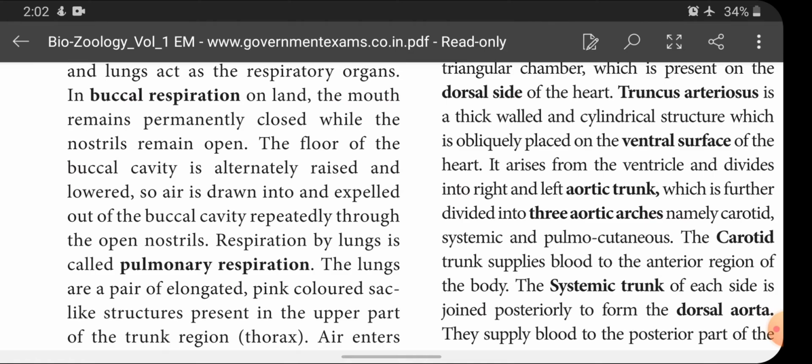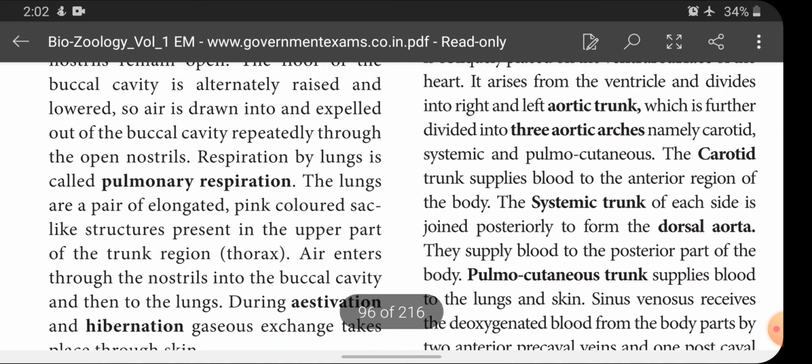When the frog is on the land, it respires through the buccal cavity, skin, and also lungs. The respiration through the buccal cavity is called buccal respiration, and through the lungs is called pulmonary respiration.